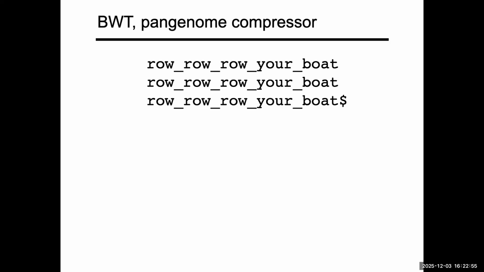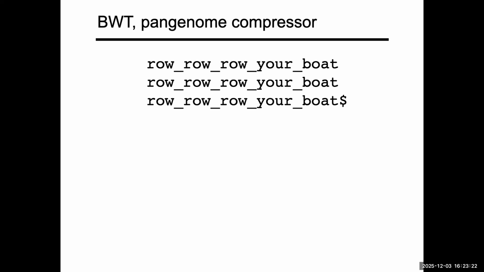So if I were to show you now a real pangenome, like a really sophisticated pangenome. Okay, just kidding. That's not a real pangenome. It's just a toy example. But if I show you this toy example, I can demonstrate what it is that the Burrows-Wheeler transform is really doing in terms of compression. So imagine I've written it along 3 lines, but it's just one big long string. It's just row, row, row your boat repeated 3 times. Don't worry too much about this $ at the end. That's a technicality. And you'll see, obviously, this is repetitive, right?